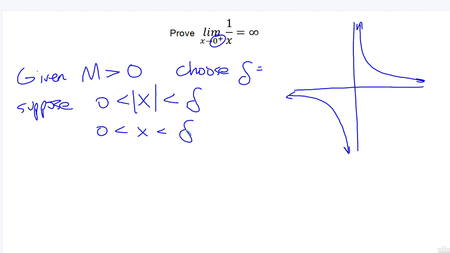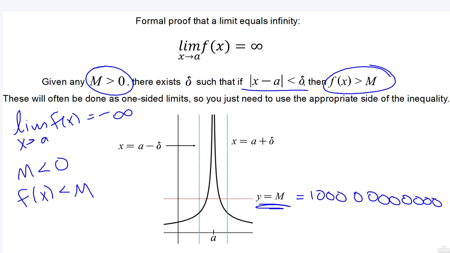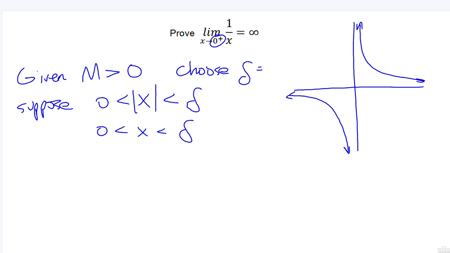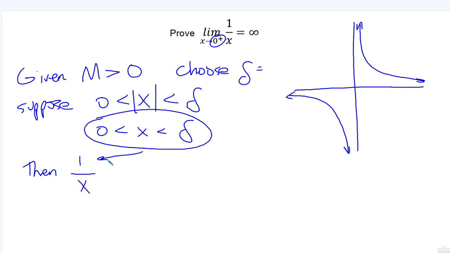And then what we need to show, if we look back to our previous page, is that given all of this, f of x is always greater than M. That no matter what M we choose, our function always goes above that value. So what's our f of x? Our f of x is just 1 over x. So how do we go from this inequality into something with a 1 over x? All we have to do is take the reciprocal.